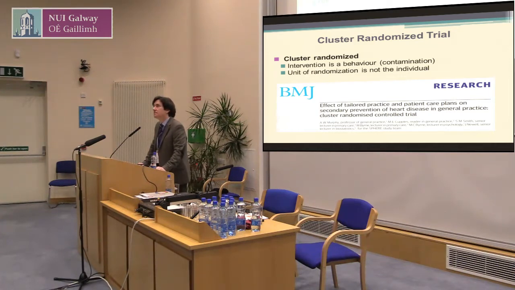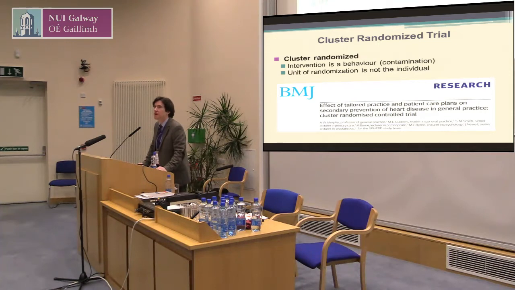All of the designs I've discussed up to now have been where the unit of randomization is at an individual level. Somebody comes in, they get randomized to one or more interventions. In this design, the unit of randomization is a group, it's a cluster. So in this particular example, it's a general practice. So everybody within that practice, so it's almost like a hierarchical model, is approached for consent, but they're not randomized.